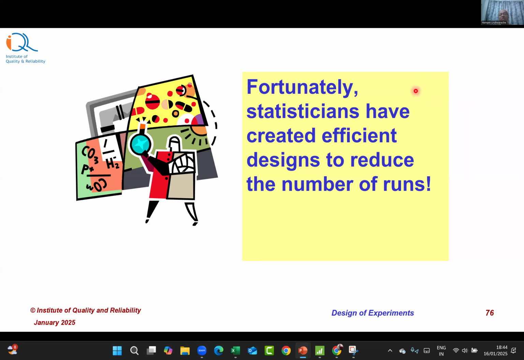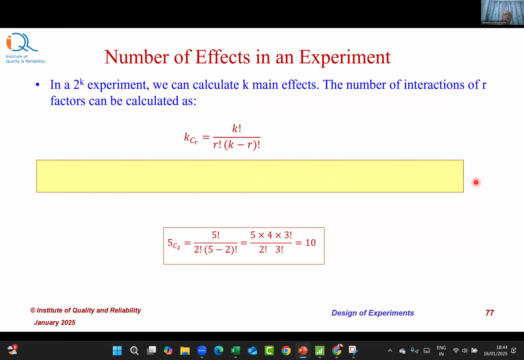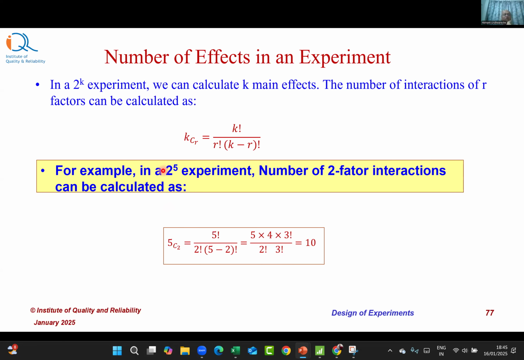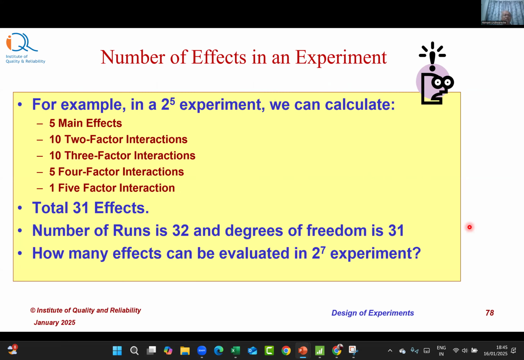Fortunately, statisticians have created efficient designs to reduce the number of runs. This has to be used very smartly, and we will see how to use our smartness to select the designs. The number of effects in an experiment I just showed you. KCR is that, if you have five factors in a 2 to the power 5 experiment, the number of two-factor interactions is 5C2, which is 10. So you can calculate the number of interactions for a given number of factors at a time.